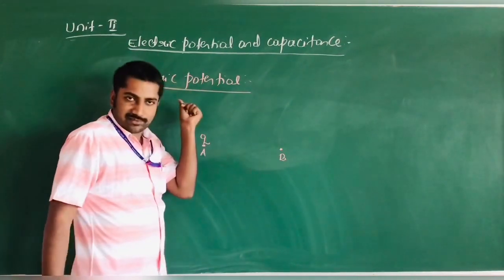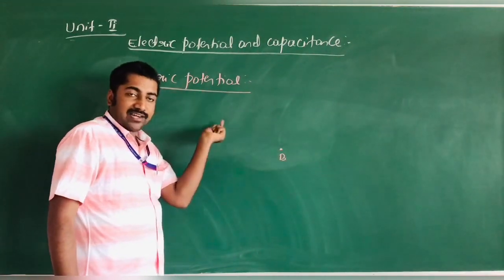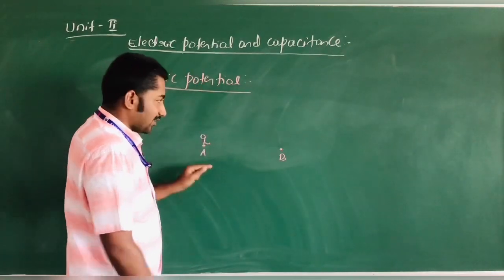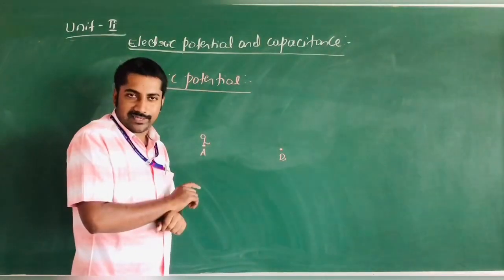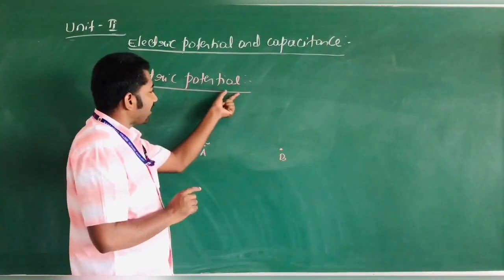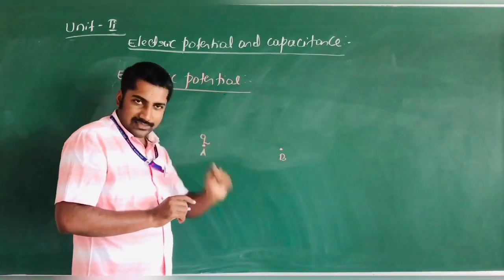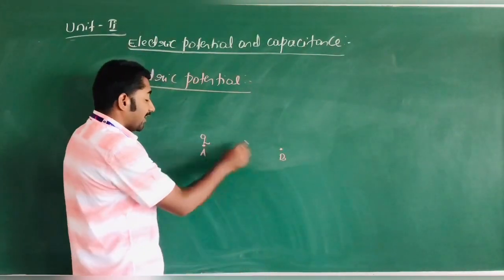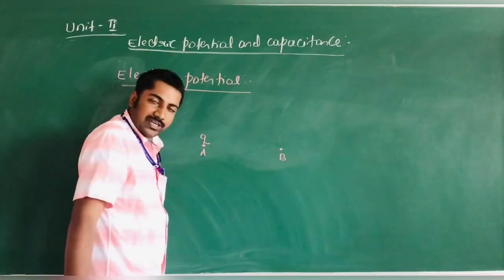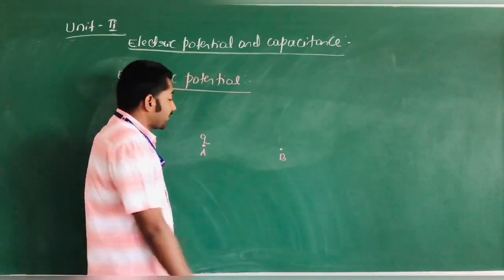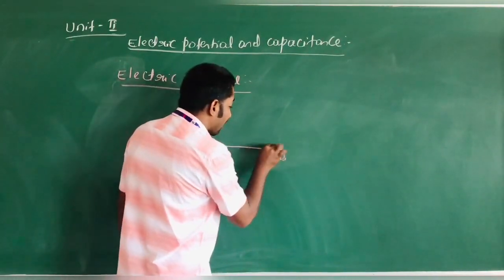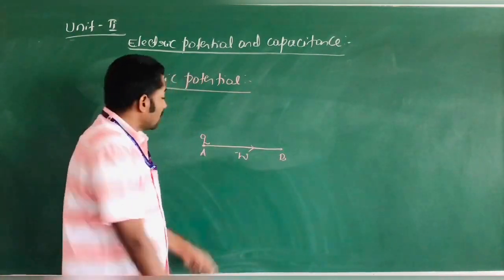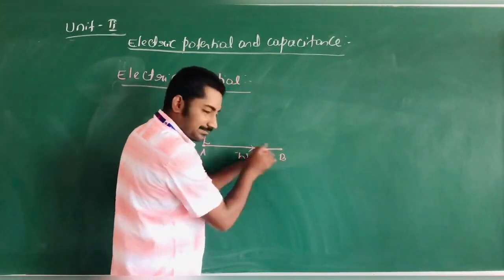Electric potential in an electric field is defined in the region of that electric field only; it is applicable there. Here electric potential in an electric field is defined as the amount of work done in bringing a unit charge from one point to another point.